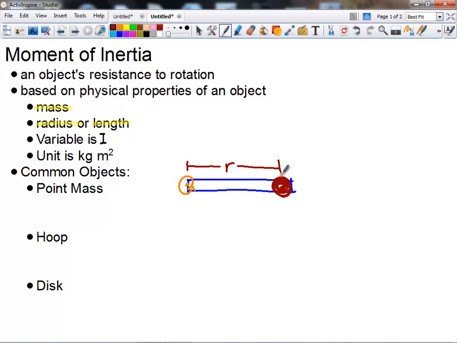Okay. So the equation that we're going to be using for the point mass in terms of its rotational inertia is that I equals mr squared, where m is the mass of the point mass and r is its distance from the axis of rotation.